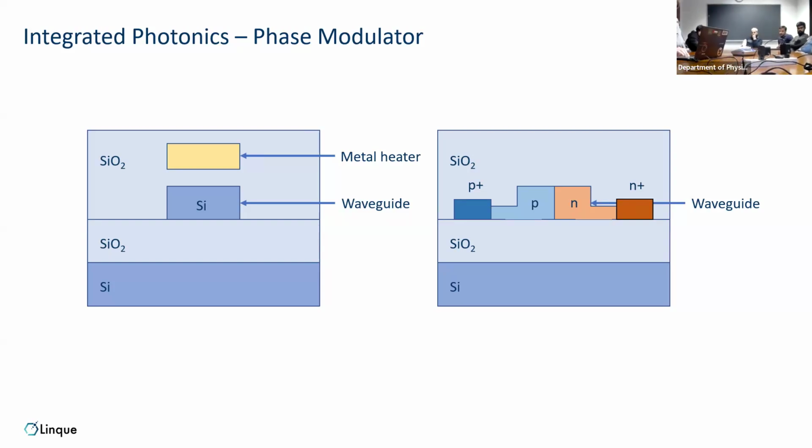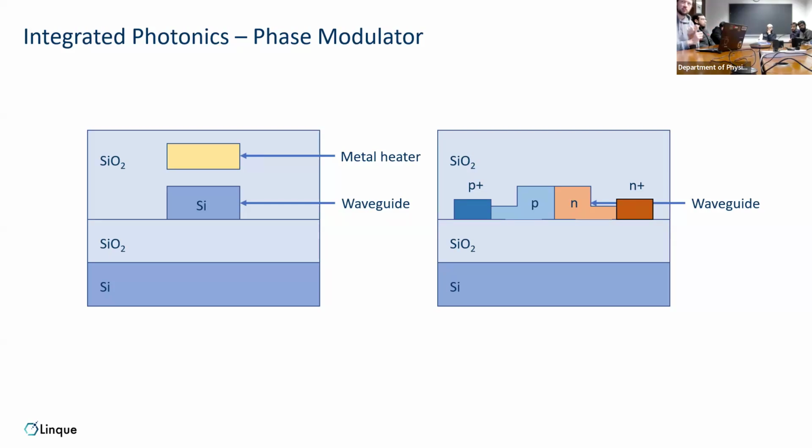The thermo-optic phase shifter is very simple. You just put a little bit of metal filament above the waveguide, and if you run current through it, it heats up, which means that the waveguide heats up, and when the waveguide heats up, the refractive index changes slightly. And if the refractive index changes slightly, you get a phase shift, which means you can modulate the light through the heater current.